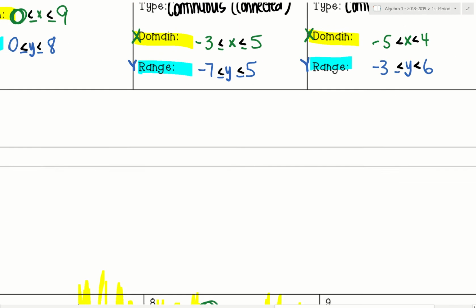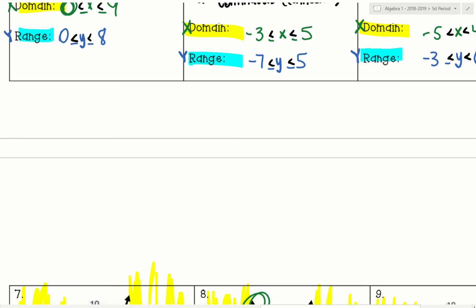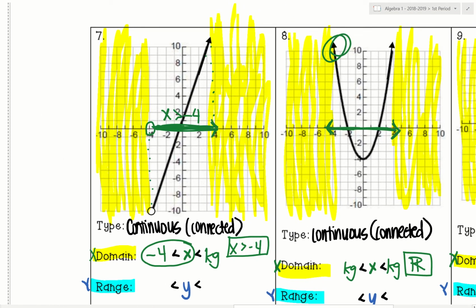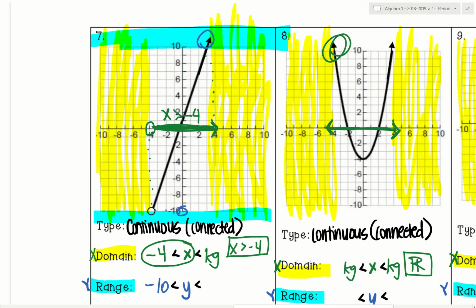Number 7. Number 7, bottom of my graph for my range. This one's easy. Where is it at? -10. Is it open or closed? Open, so I don't change my sign. Then go to the top of your graph. Well, that's easy. What do you run into? An arrow, which means it keeps going. So if I were to connect these, what does this tell me? My y has to be anywhere from -10 up.